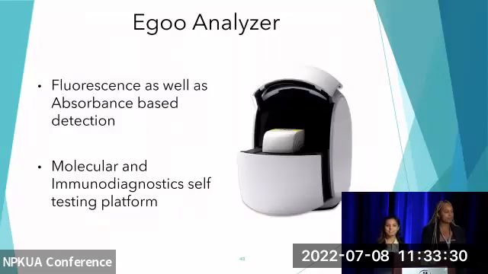Then the third component is the Egoo analyzer. This analyzer works such that you have one analyzer and then multiple different capsules that can be used on the same analyzer. This is possible because the Egoo analyzer can use different detection technologies, such as absorbance as well as fluorescence. So you can detect molecular tests, such as our current COVID test, but also immunodiagnostics and chemical tests, such as the Phe test or the CRP test.